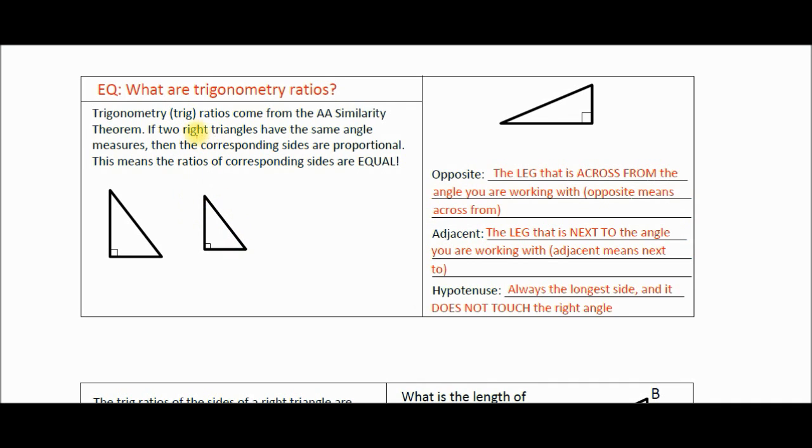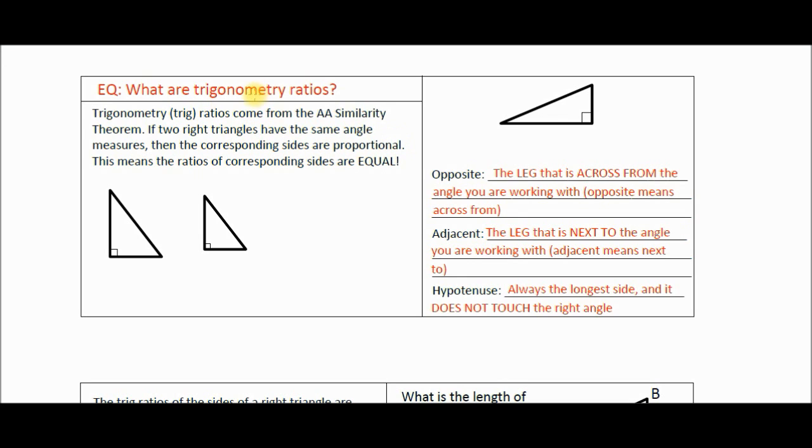And I've written a basic definition for you. Trigonometry, and you can abbreviate that as trig. Trig ratios come from the AA similarity theorem. We know from that theorem that if two right triangles have the same angle measures, then the corresponding sides are proportional. Well, we know that if any two triangles have two angles that are the same, then the two triangles are similar, and so the corresponding sides are proportional.